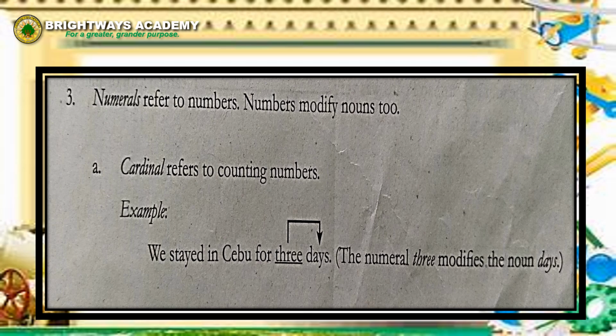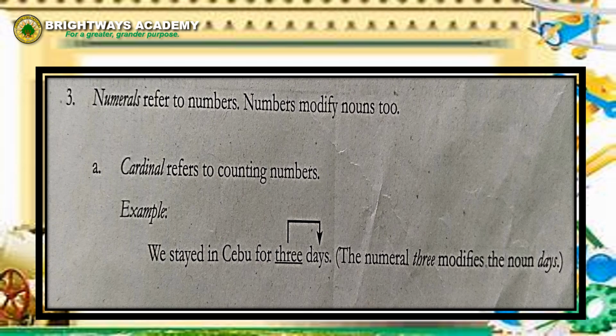Okay, number 3, numerals. It refers to numbers. Numbers modify nouns too. So, yung numbers nag-modify sa also in a noun. Okay, let's go. The cardinal refers to counting numbers. Example, we stay in Cebu for 3 days. So, the numeral 3 modifies the noun days.